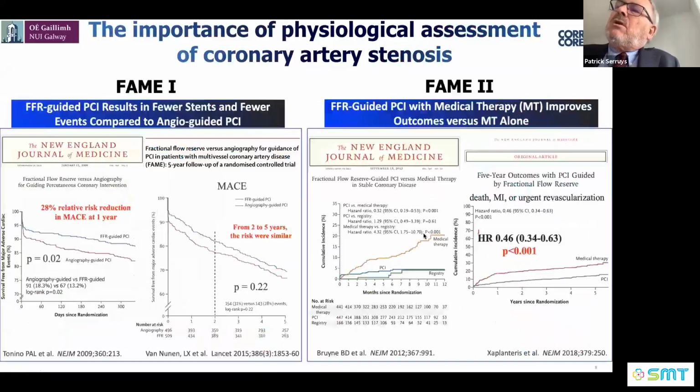And at that time, the criterion was an FFR of 0.75. Then came FAME 1 and FAME 2. FAME 1 showed that FFR-guided PCI results in fewer stents and fewer events compared to angio-guided PCI. A very important message, complemented by FAME 2, where FFR-guided PCI with medical therapy was superior and improved the outcome over medical therapy alone. Next.